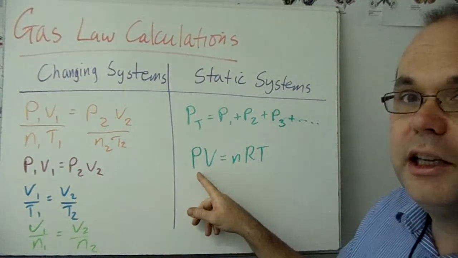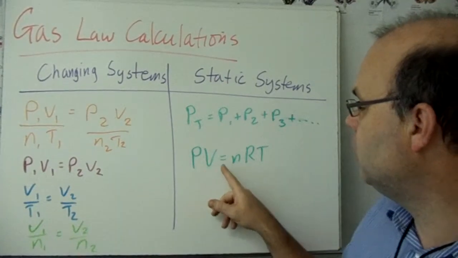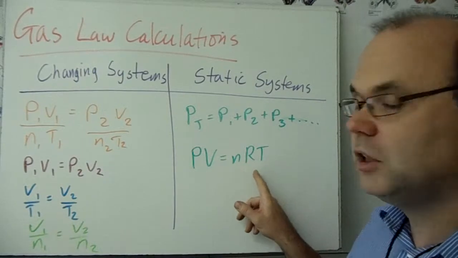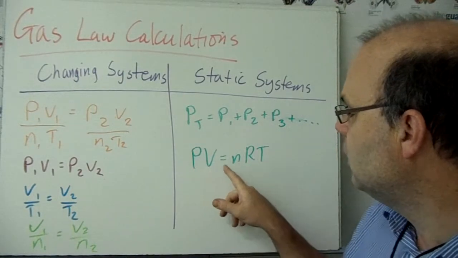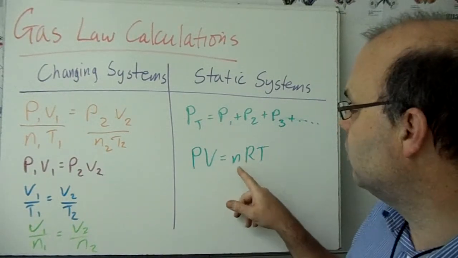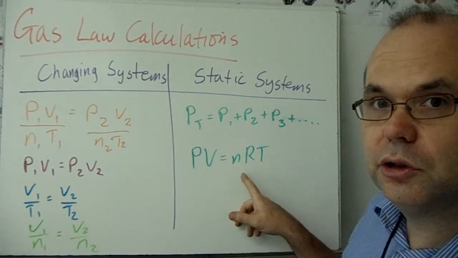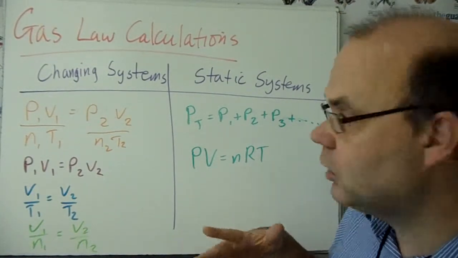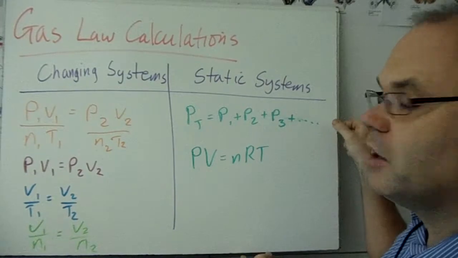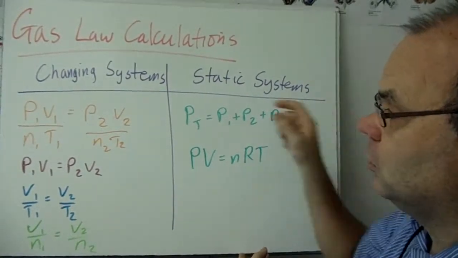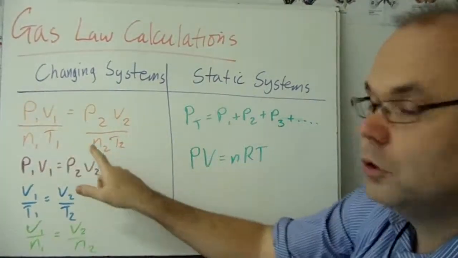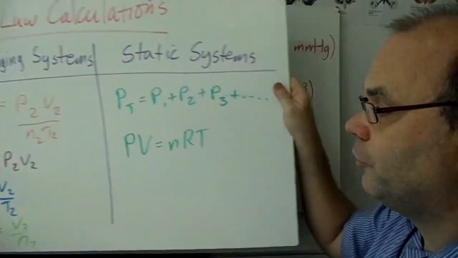Then we've got the ideal gas law. PV equals nRT. That's pressure times volume is the same as the number of moles times the gas constant times temperature. And we'll look at that in a moment. But that's another static system. Nothing's changing. Whereas over here we got ones and twos. We got a before and after.